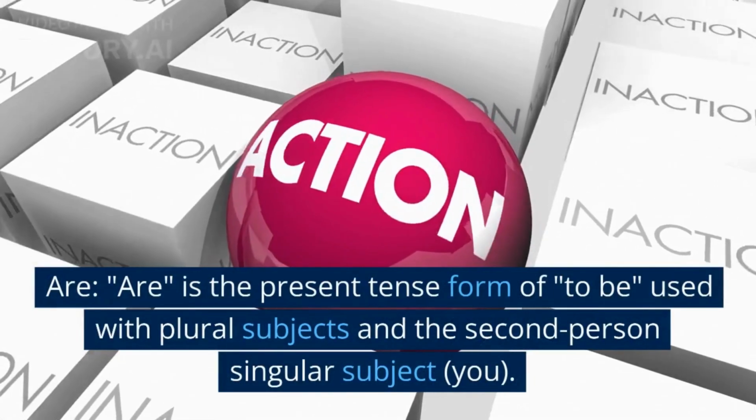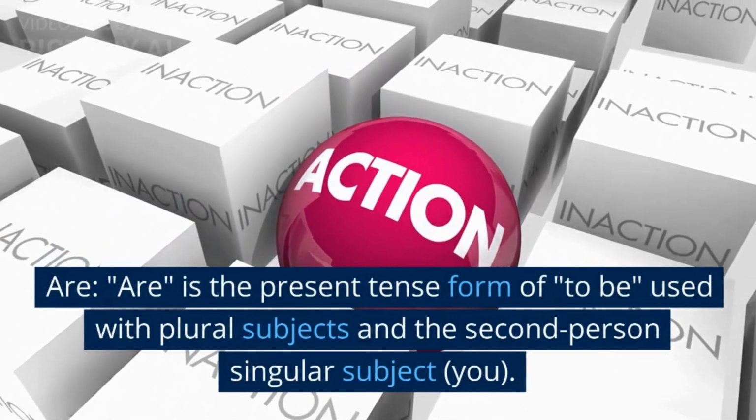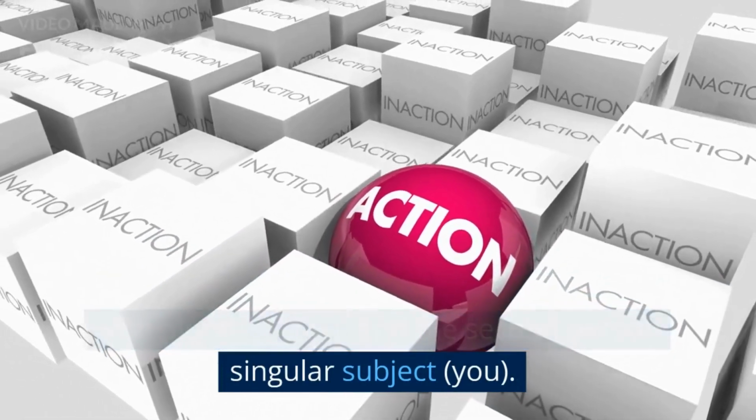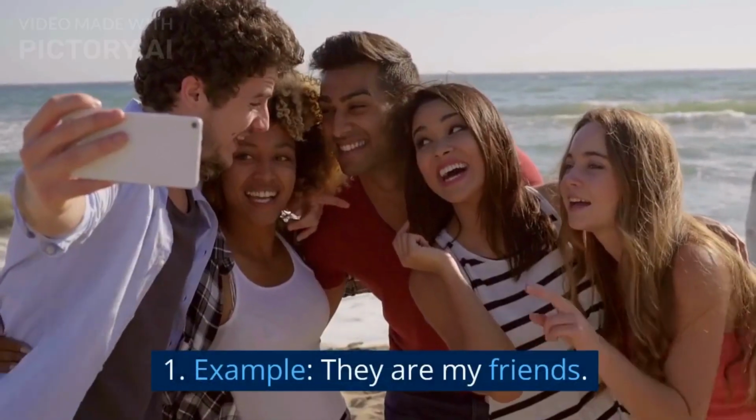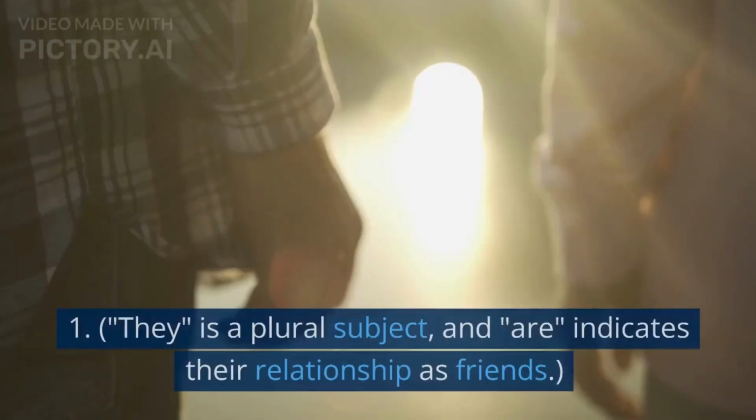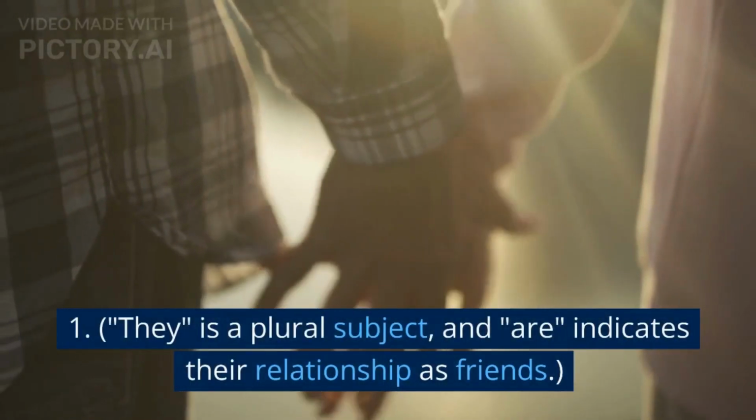Are is the present tense form of "to be," used with plural subjects and the second person singular subject, you. Example: They are my friends. They is a plural subject, and are indicates their relationship as friends.